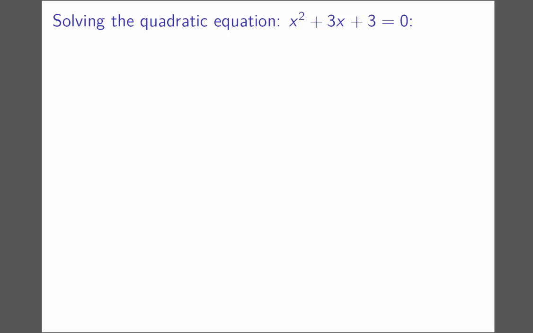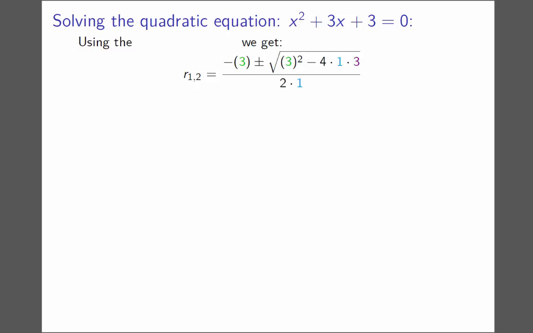In this example, we want to solve the quadratic equation x squared plus 3x plus 3 equals 0. To get our solutions, or roots, we'll use the quadratic formula. This will give us that r1 and r2 are negative 3 plus or minus the square root of 3 squared minus 4 times 1 times 3, all over 2 times 1.